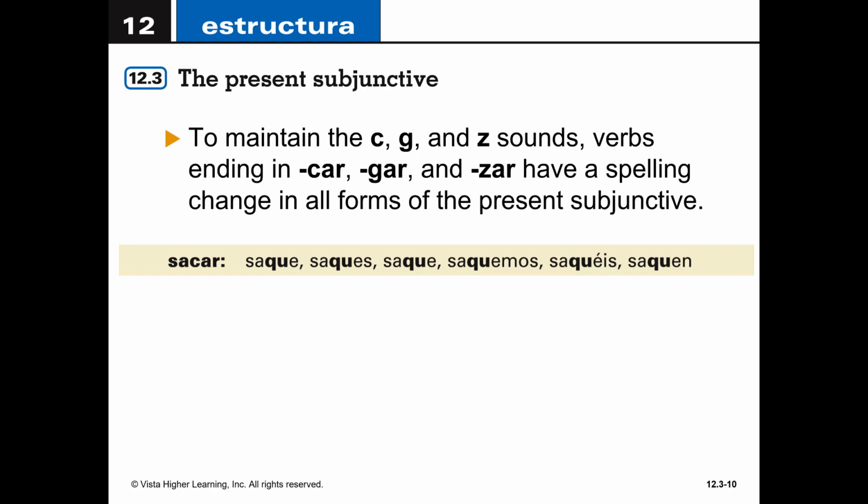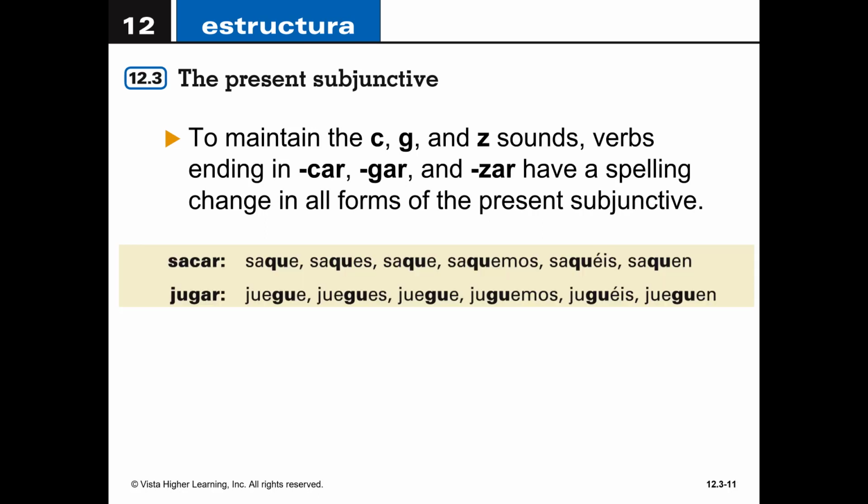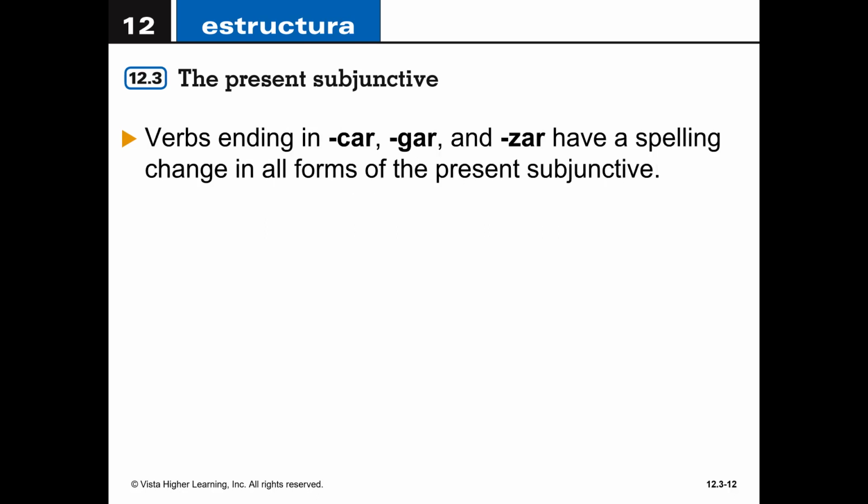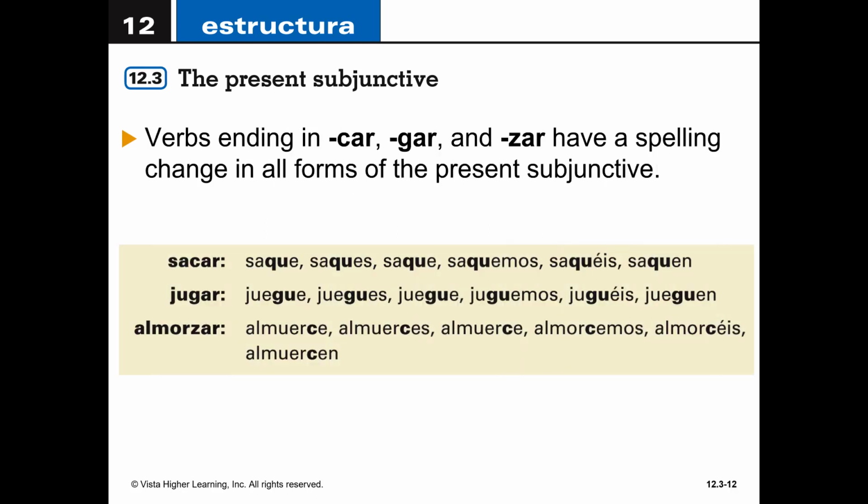An example with gar, jugar, juegue, juegues. In this one, we're maintaining the G, the hard G. Because if we didn't have that GU, it would sound jueje. And then lastly, we have almorzar that ends in zar. And of course, that's not the only one. You have empezar and other verbs like that end in zar. We change the spelling from Z to C.